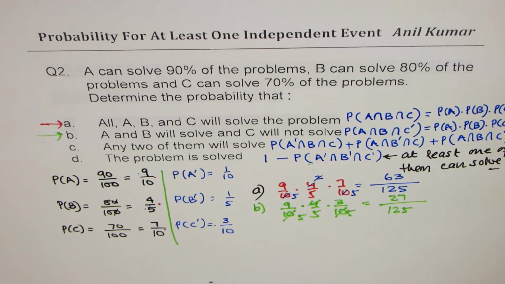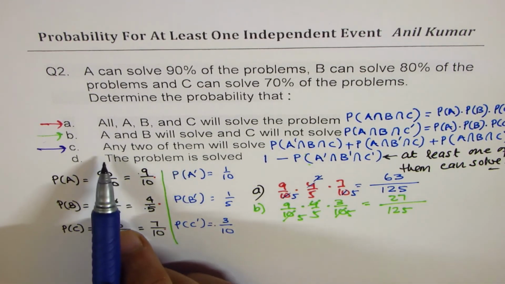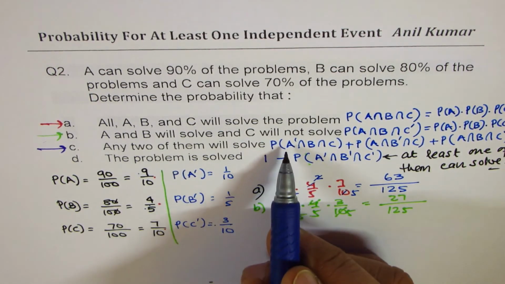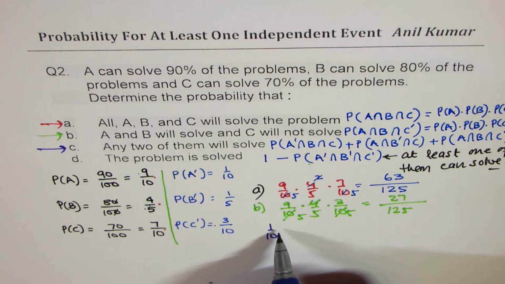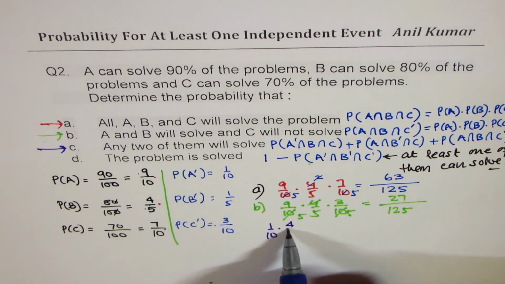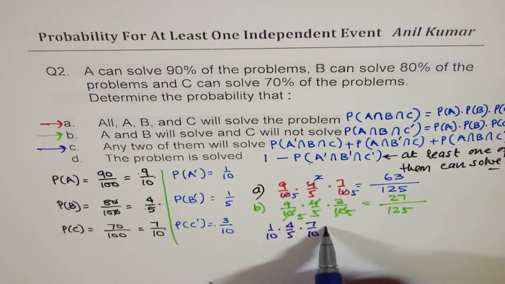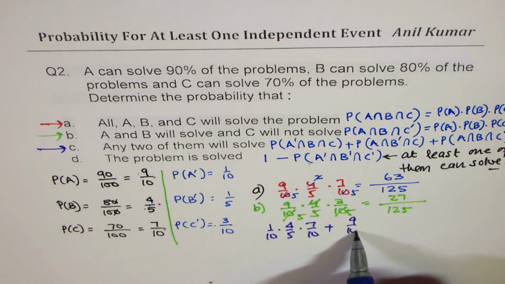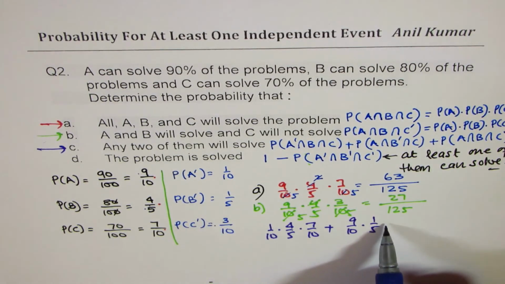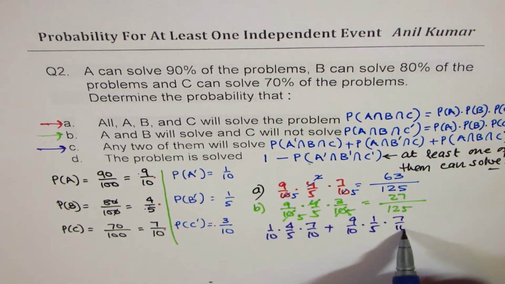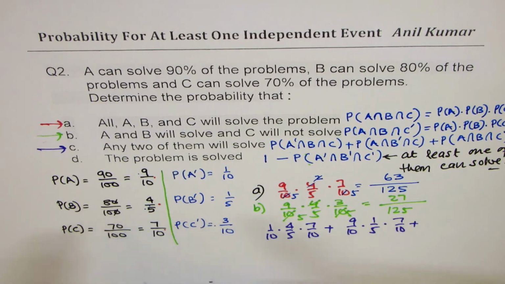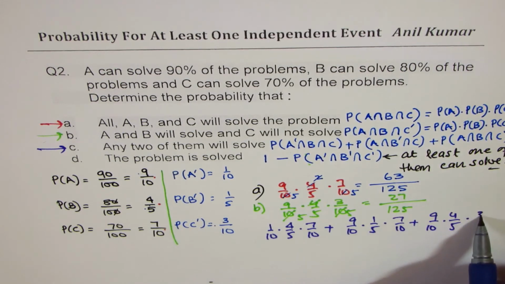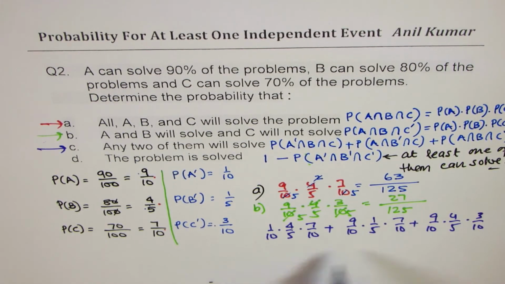For option C, any two of them, so any two of them means we could do A not solving, that means 1 out of 10 times these two, which is 4 out of 5 times 7 out of 10, plus this time we will take 9 out of 10 for A, but B is not able to solve, times 7 out of 10, plus now A and B can solve, that means 9 out of 10 times 4 out of 5 times 3 out of 10, right? So that gives you the solution, right?